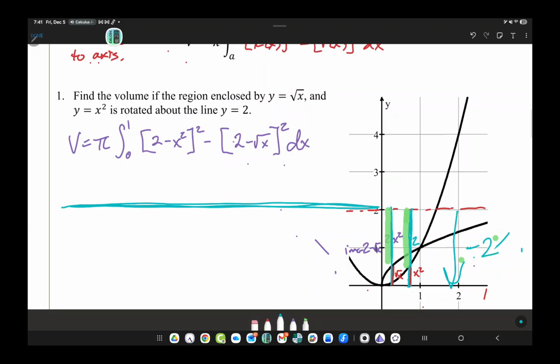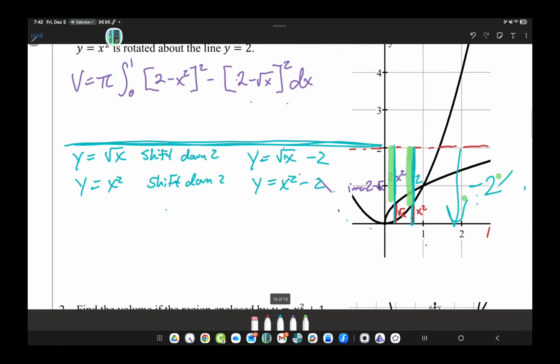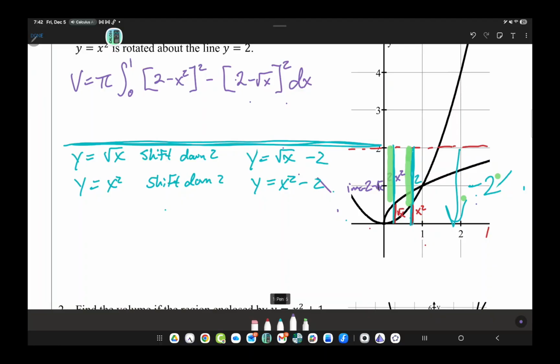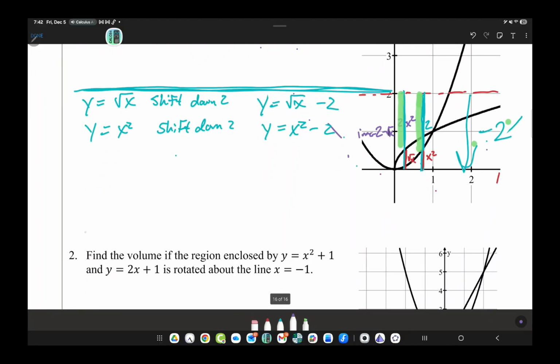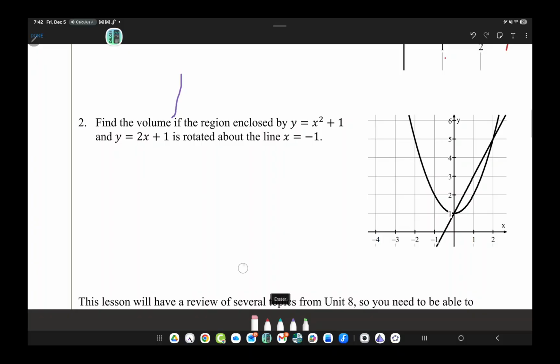So I'm going to take my functions, y equals square root of x, and if I shift down 2, that gives me y equals square root of x minus 2. If I take y equals x squared, and again shift down 2, y equals x squared minus 2. So now it's going to be exactly what we did just a few moments ago.